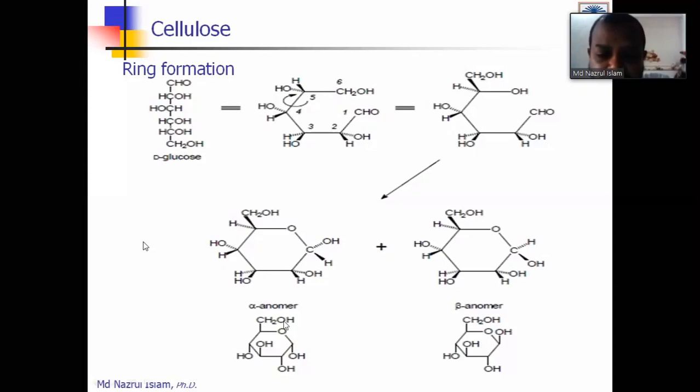So in the alpha anomer, the CH2OH at the fifth carbon position and the OH on the anomeric carbon are in different directions, but in the beta anomer they are on the same side. So depending on that structure, sometimes we say alpha anomer, sometimes beta.